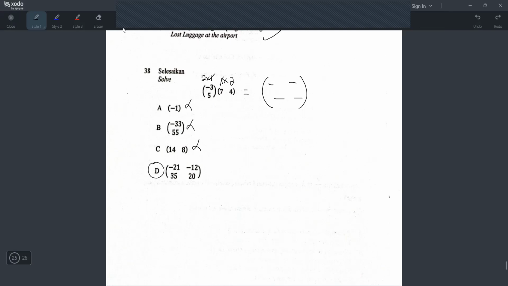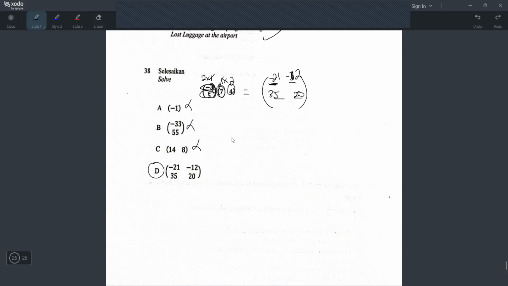Okay, how you should darab. When you darab, you have to take horizontal times vertical. So to get this number, you have to take -3 times 7 like this. So -21. And then to get this number, it will be horizontal -3 times 4. Okay, which is -12. And then here will be second row, horizontal times vertical, 5 times 7, 35. And then 5 times 4, 20.